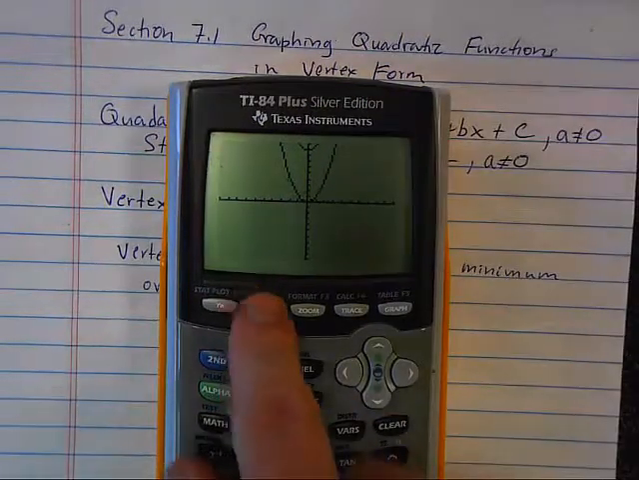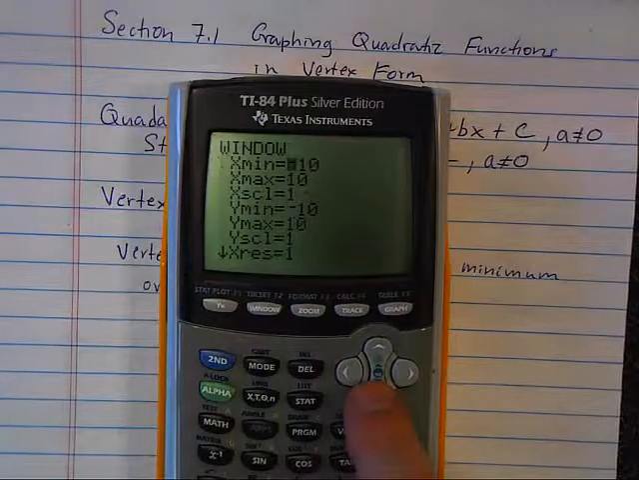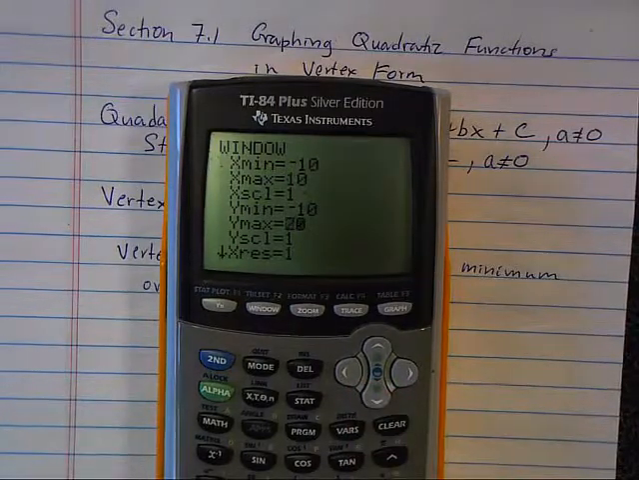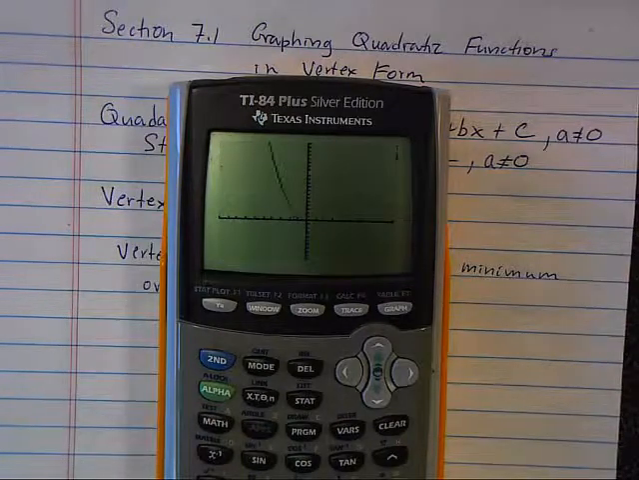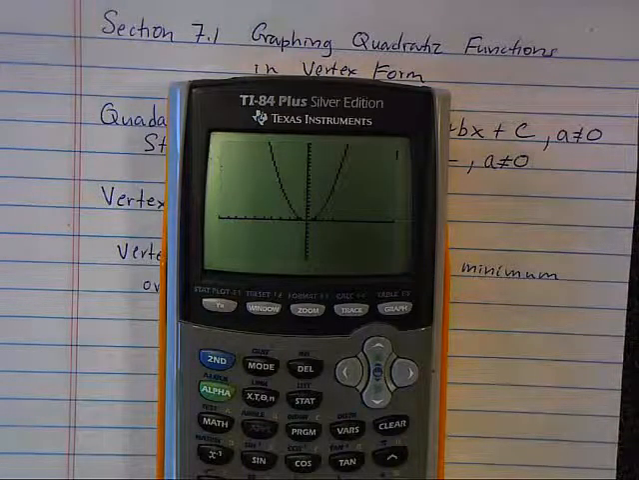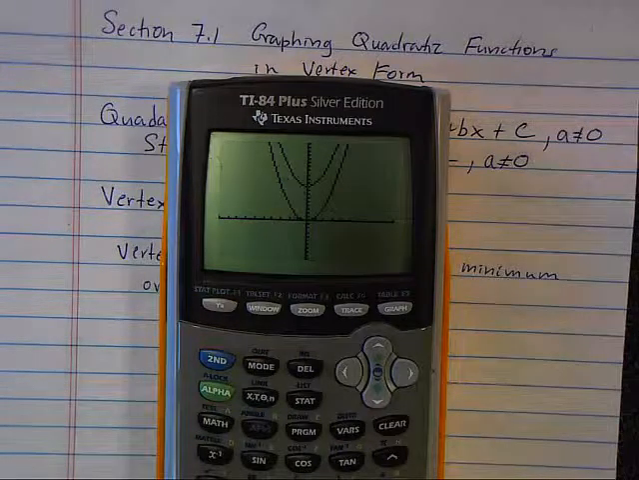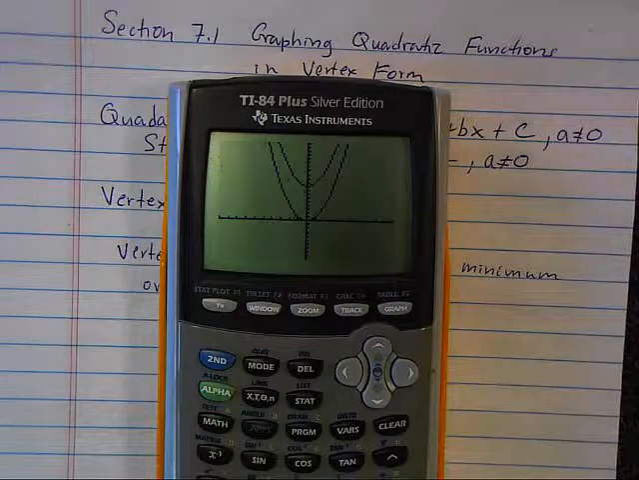So let's just change our window a little bit. I'm going to make my y maximum go as high as 20 maybe, so I can see a little bit more of that second parabola. So there's the first parabola, and there's the second parabola, x squared plus 9. So what did that plus 9 do to the parabola? Moved it. Moved it which way? Moved it up 9 places.